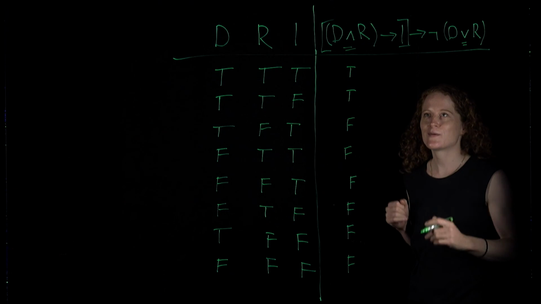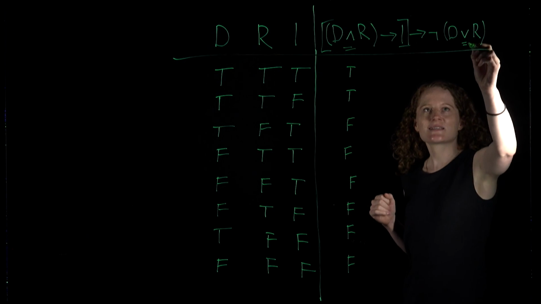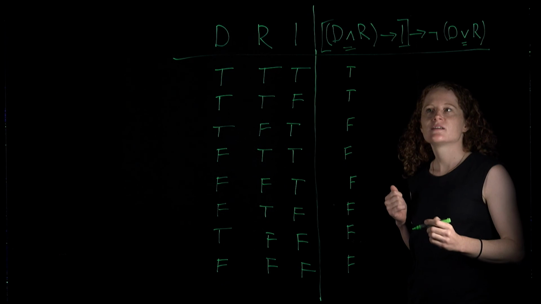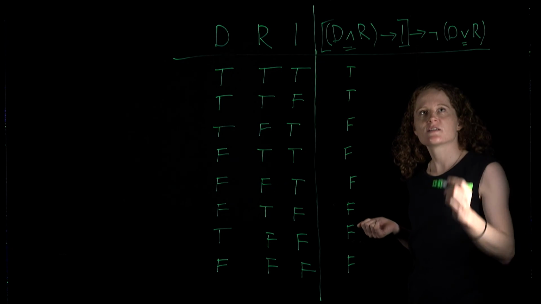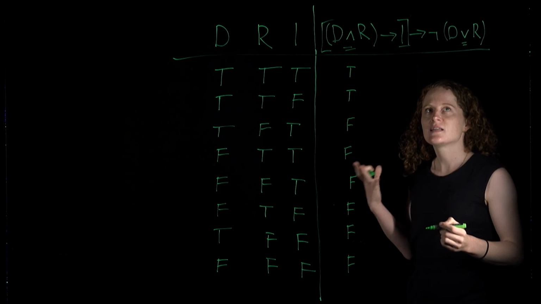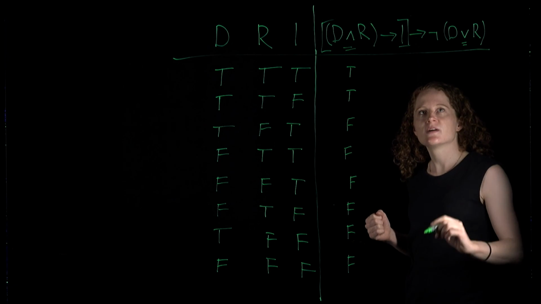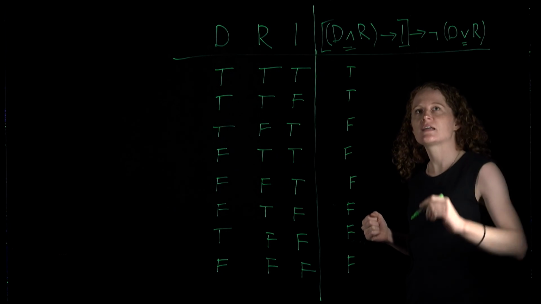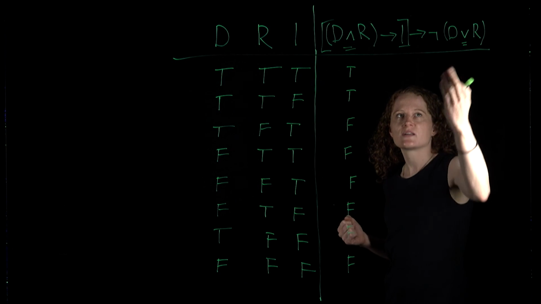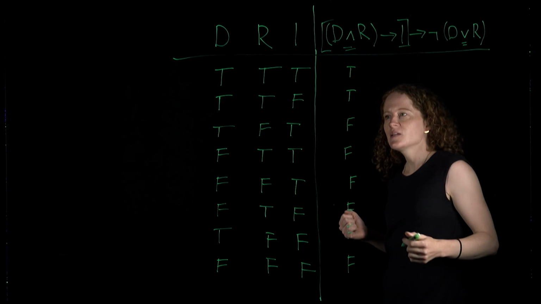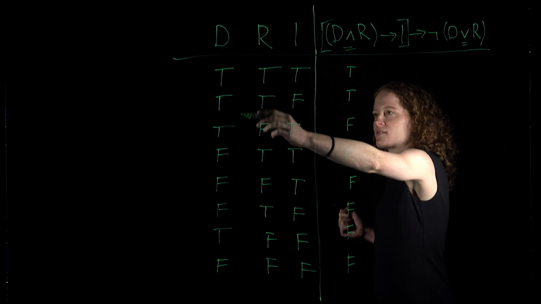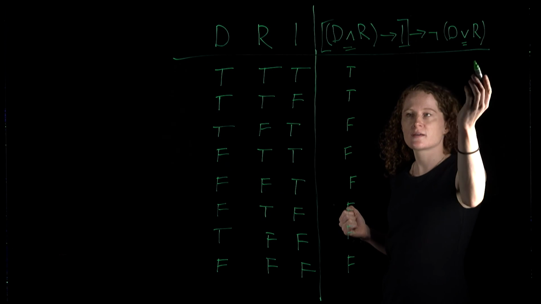Good. That was our first column. Next, let's look at the disjunction here. I know that a disjunction is true just in case at least one of the 2 disjuncts is true. So I need to look at the truth values of D and of R again to figure out the truth value of this disjunction. Now I see in the first 3 rows D is true, so the disjunction is going to be true.